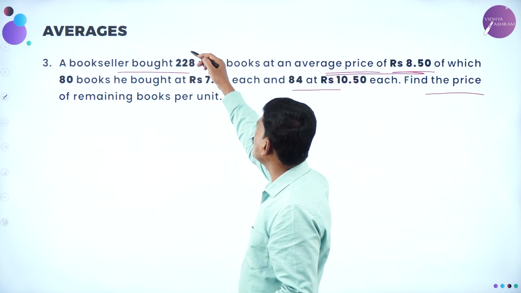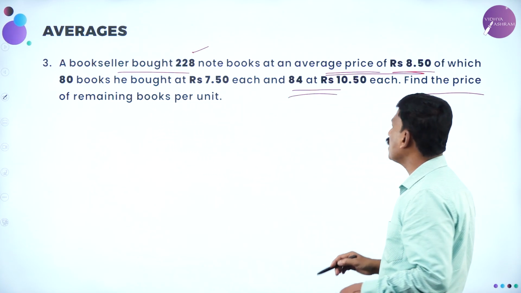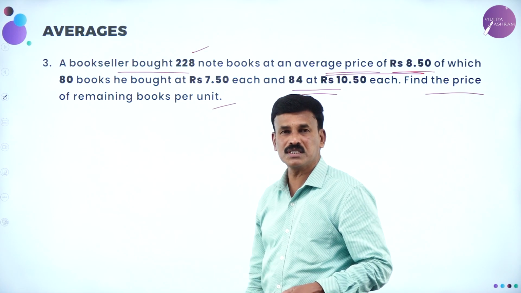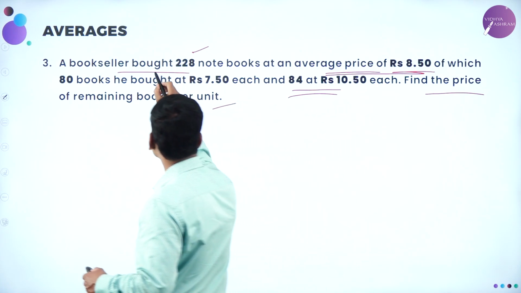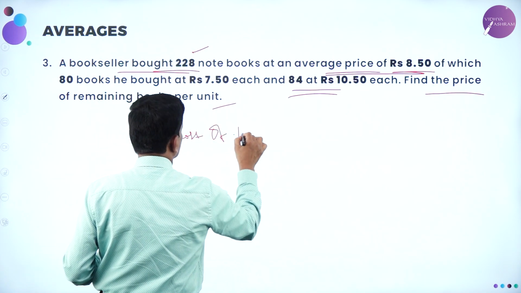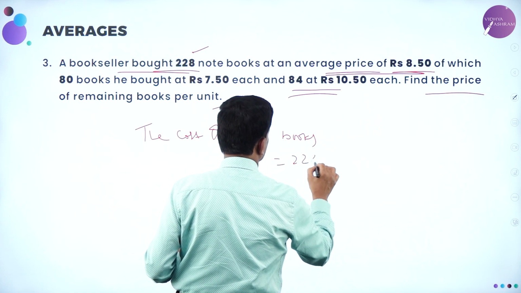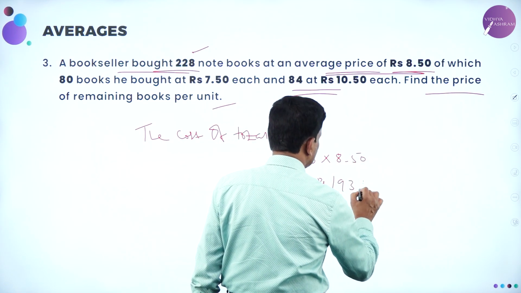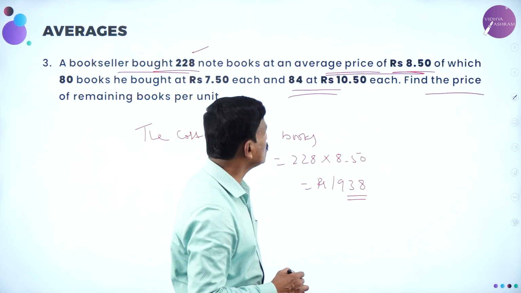Find the price of the remaining book per unit. So, out of 228, 80 books will cost 7.50 each. The remaining 84 will cost 10.50 each. And the cost per unit of the remaining books is to be determined. Very simple problem. Okay. Now let us find the total cost of the books. The cost of total books is equal to 228 into 8.50, which is equal to rupees 1938, the cost of all the 228 books at the rate of 8 rupees 50 paisa, right?